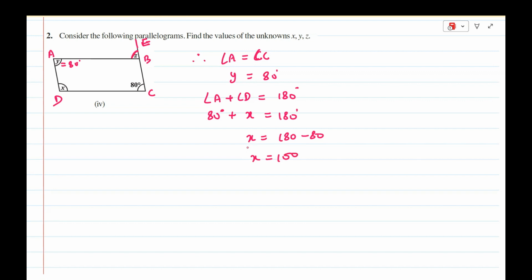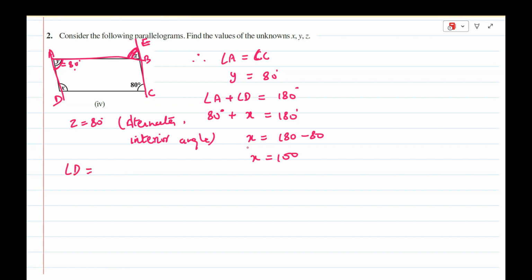Now, to calculate Z, there are two methods. One is alternate interior angle. We have just learned that there are two parallel lines, and one transversal is cutting them. So by alternate angles, Z is equal to 80 degrees. That is the first method: alternate interior angle.